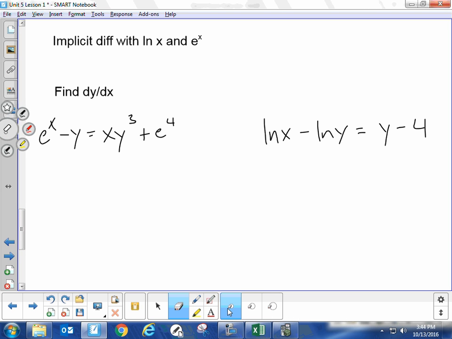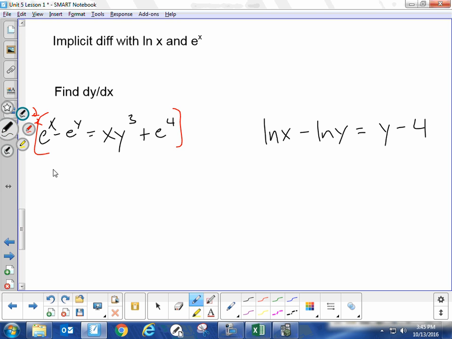So let me just rewrite this as e to the x minus e to the y. Okay, we'd have to take the derivative of both sides with respect to x, and we would get e to the x minus, what's the derivative of e to the y? It would just be e to the y times dy dx equals, I have to use the product rule for xy cubed. Then I need to understand that e to the fourth is just a number. And the derivative of that number would just be 0. That's a common mistake made. They would say that the derivative of e to the fourth is e to the fourth. It's actually 0. So using the product rule, I get that.